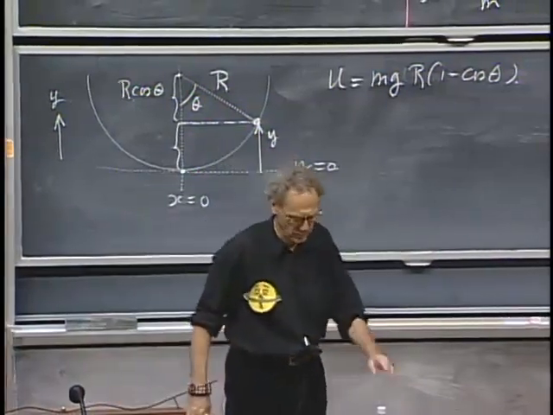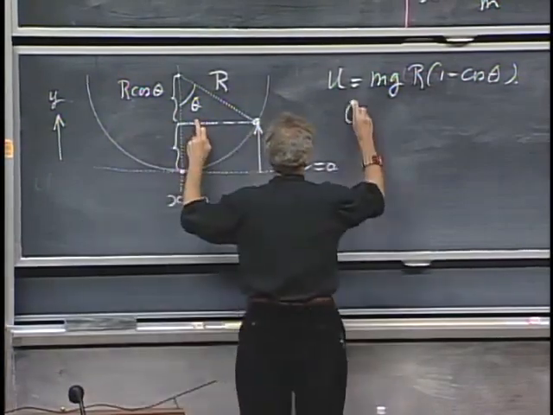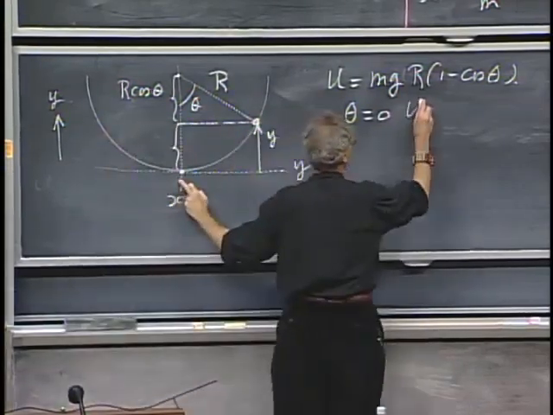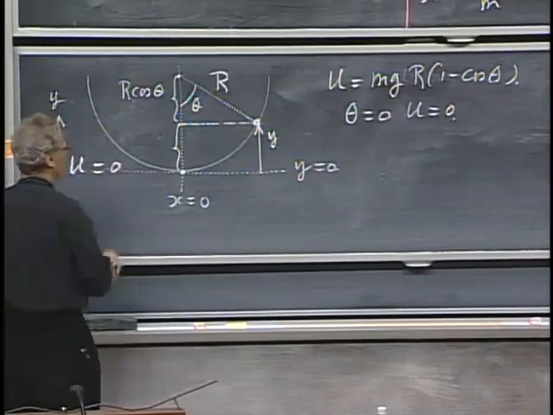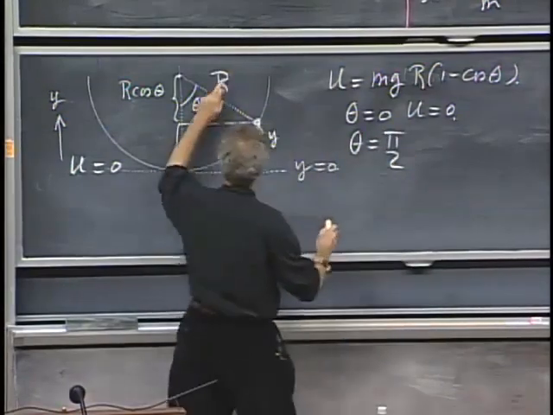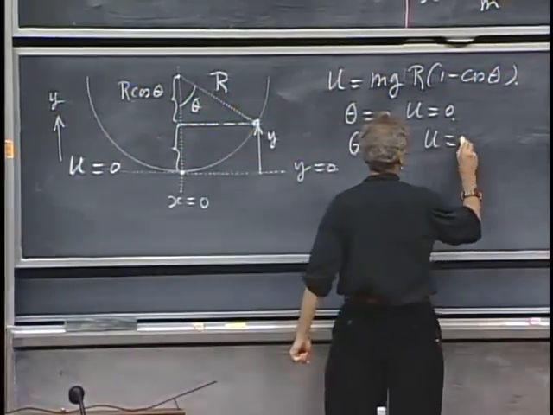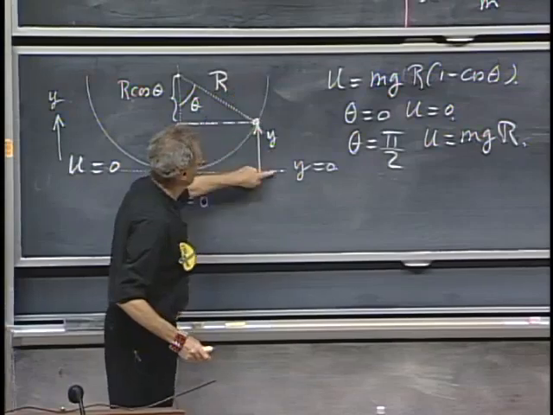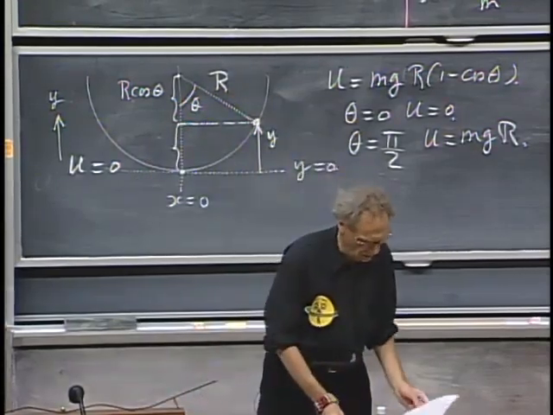I'm free to change that, but that's, of course, a logical thing to do here. Notice if theta equals 0, then the cosine theta equals 1, then you find U equals 0. That's, of course, the way I defined my y equals 0. Notice that when theta equals pi over 2, if the object were here, you find that the potential energy U equals mgr. That's exactly right, because then the distance between here and the y equals 0 is r. So this is the potential energy as a function of angle theta.